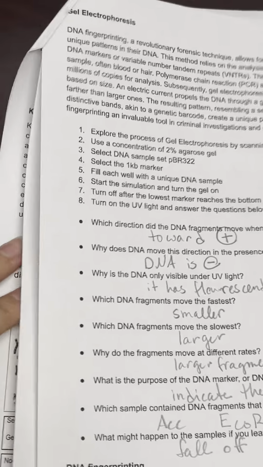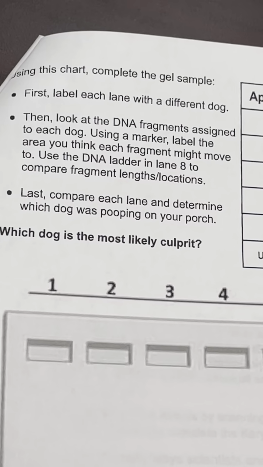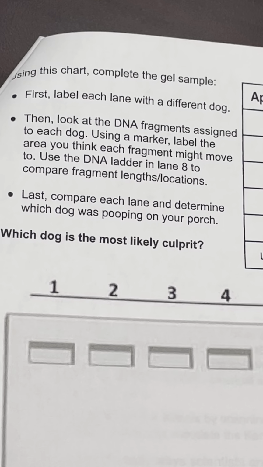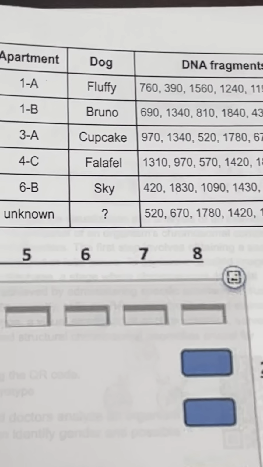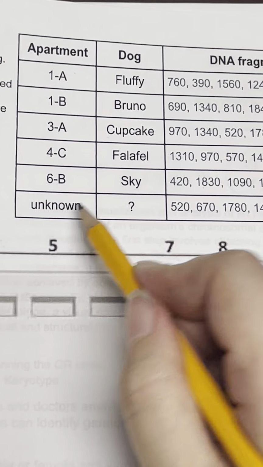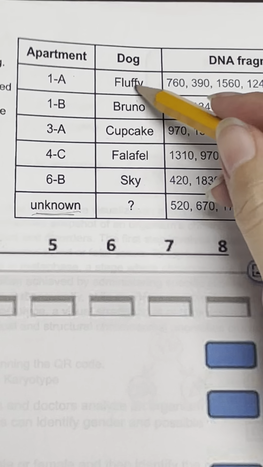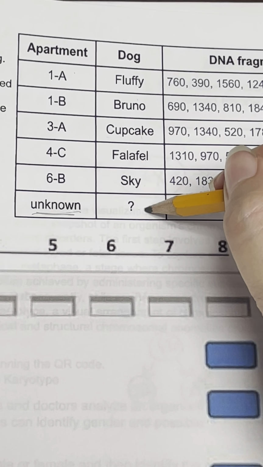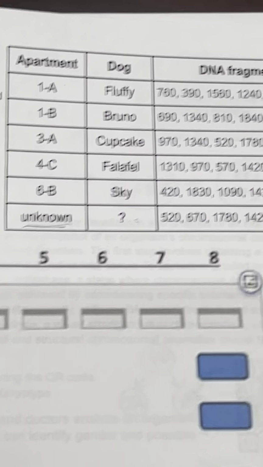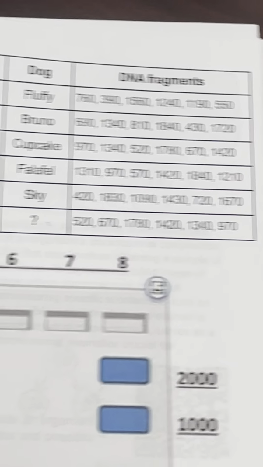So let's turn to the last page and see what this means. So this section says, use this chart to complete the gel sample. First, label each lane with a different dog. So let's look at this chart. This chart has the apartment number and the name of the dog that lives at that apartment. Also, it has our unknown poop. So we're going to try to figure out if one of these dogs matches our unknown pooper. It also has a list of DNA fragments, which we will use to run our theoretical gel.